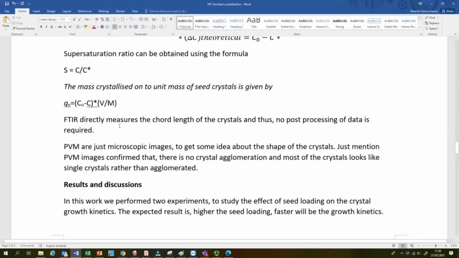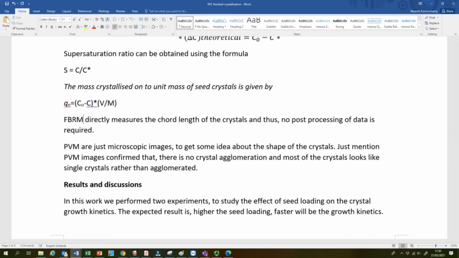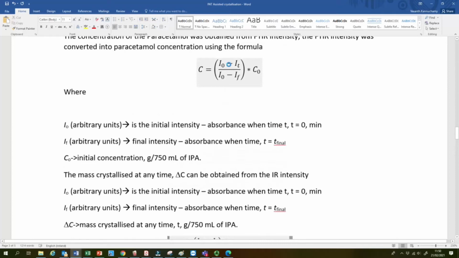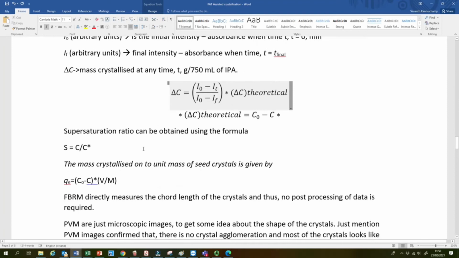And then FTIR, so FBRM, I'm sorry. Your FBRM will measure the chord length, so we don't need any post-processing of data. We need to convert your intensity into concentration only when we are dealing with FTIR. But if you are dealing with FBRM, practically we don't need to manipulate anything. So it's very simple and straightforward.